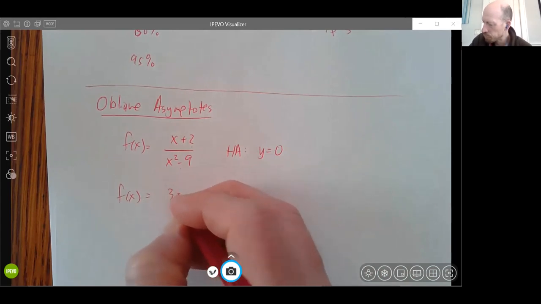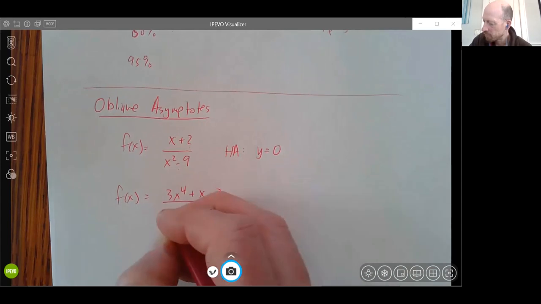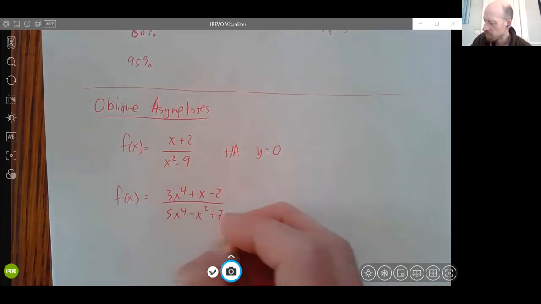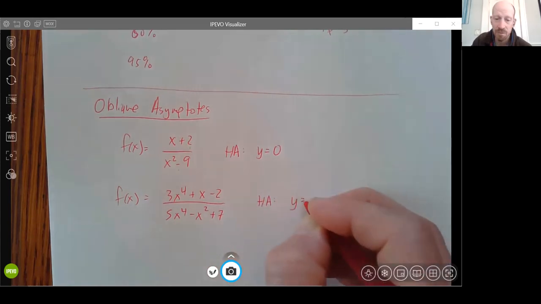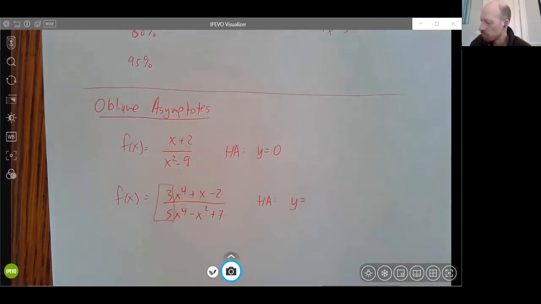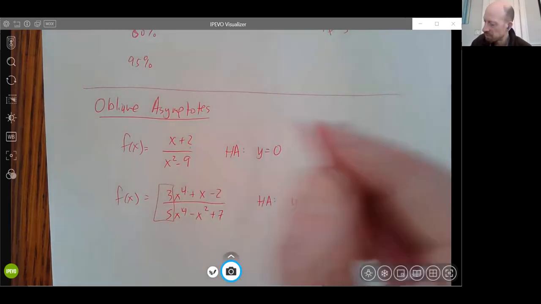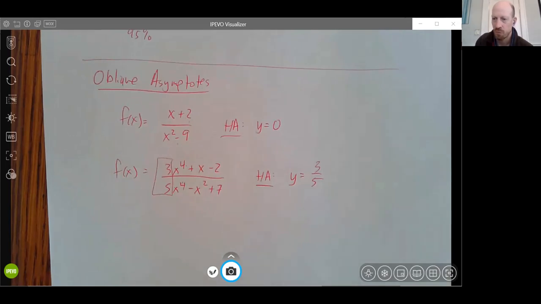If I have (3x to the 4th plus x minus 2) over (5x to the 4th minus x squared plus 7), all the rest of that is very complicated, but the horizontal asymptote is actually not, because the biggest degree here is the same. I look at the ratio of those coefficients, 3/5. So these are actually horizontal asymptotes. And that's what we covered before, and you would have worked with that in 4.1.